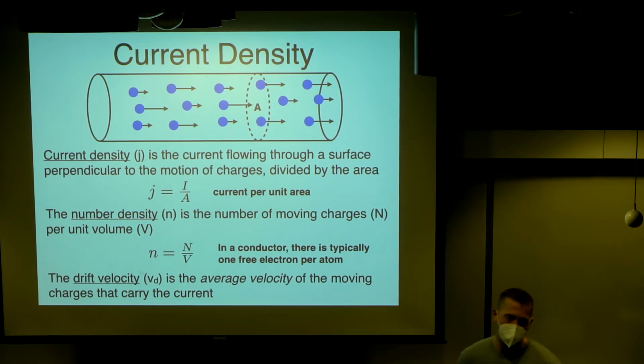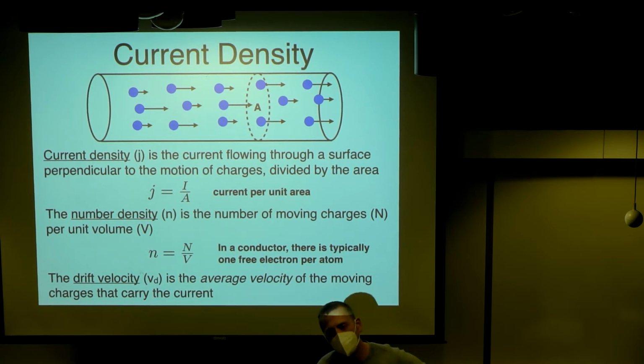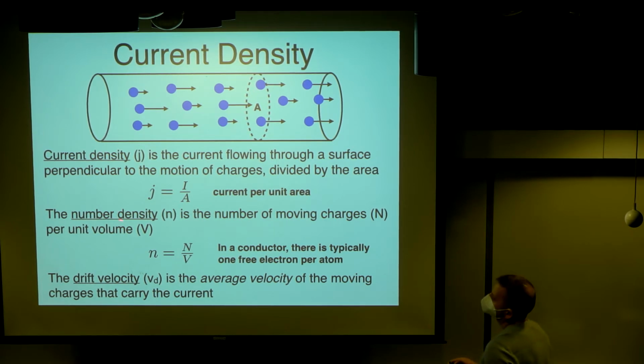All right, another thing that's going to come into play in some of the equations that we'll derive is the idea of number density. Number density is given by lowercase n. Let's back it up. When I refer to density in general, it's something per unit volume. It could be mass per unit volume, charge per unit volume, that's charge density. Number density is just number per unit volume. Number of what? Number of free charges, free electrons typically, that are carrying the current. So number density is the number of moving charges per unit volume.